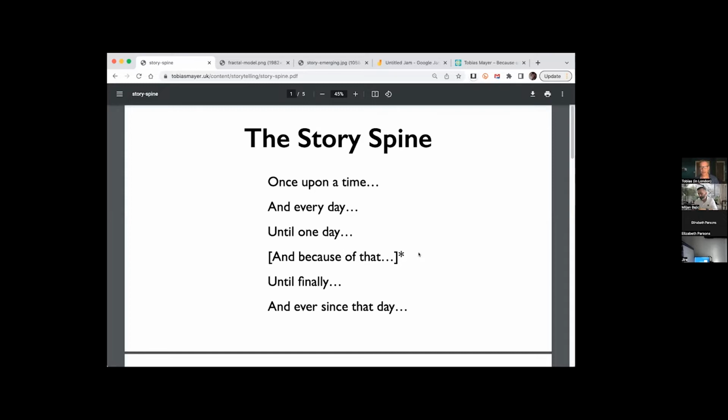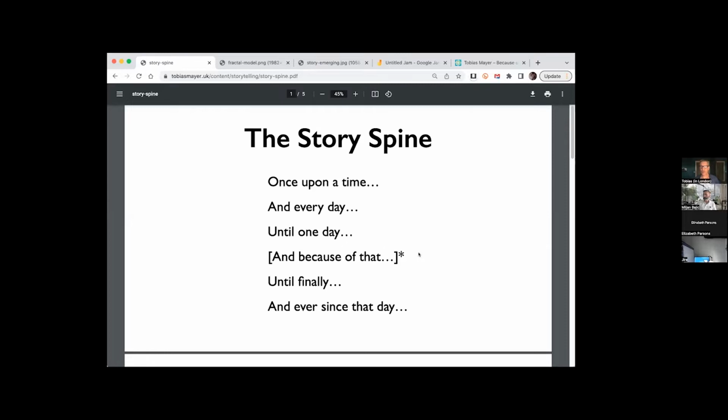It's not like saying, you know, I went to the station this morning and I bought a coffee and the train was late and I sat next to a man in a bowler hat. So you did all those things, but they're not connected in any way. There's no story in there. You're not telling a story. So there has to be a "because of that."